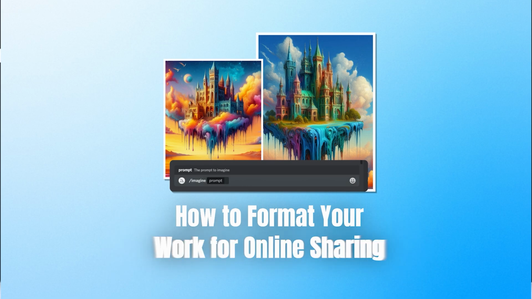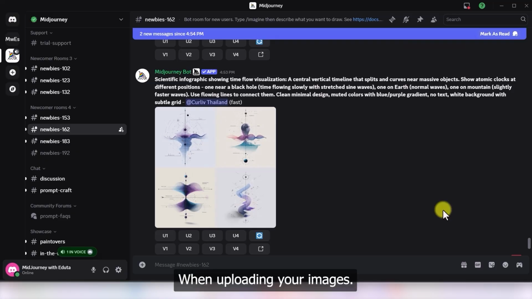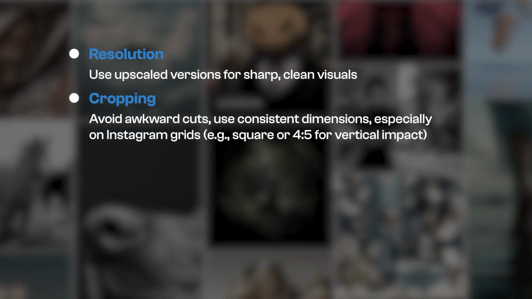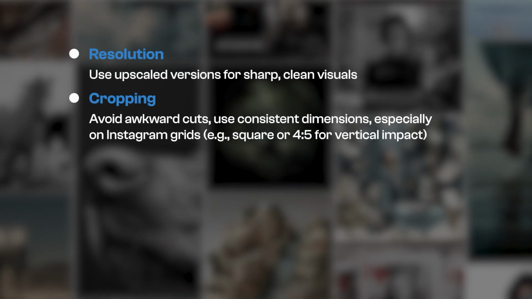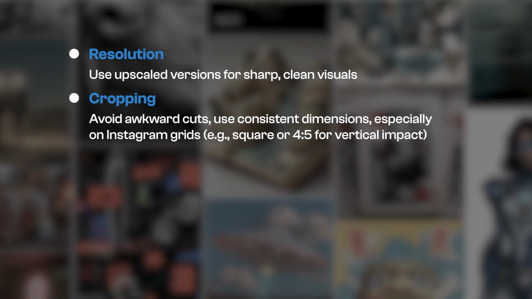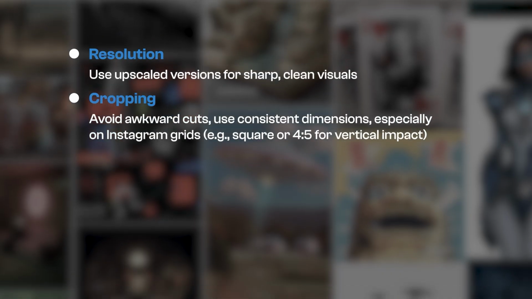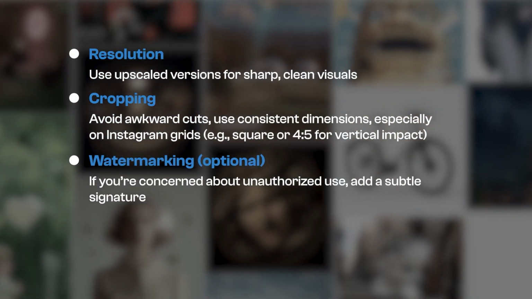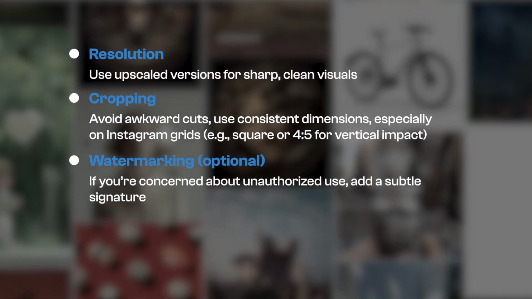How to format your work for online sharing. When uploading your images, resolution: use upscaled versions for sharp, clean visuals. Cropping: avoid awkward cuts. Use consistent dimensions, especially on Instagram grids. For example, square or 4:5 for vertical impact. Watermarking: optional. If you're concerned about unauthorized use, add a subtle signature.